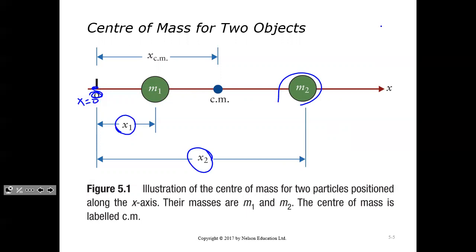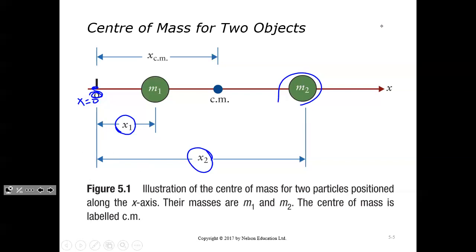Now, if I tell you m1 is equal to m2, we can guess where the center of mass is. Say this is 1 kilogram and this is 1 kilogram. The center of mass will be in the middle. But if the masses are different, it is not going to be in the middle. It will be closer to the heavier one. So you have a common sense feeling for the center of mass, right?